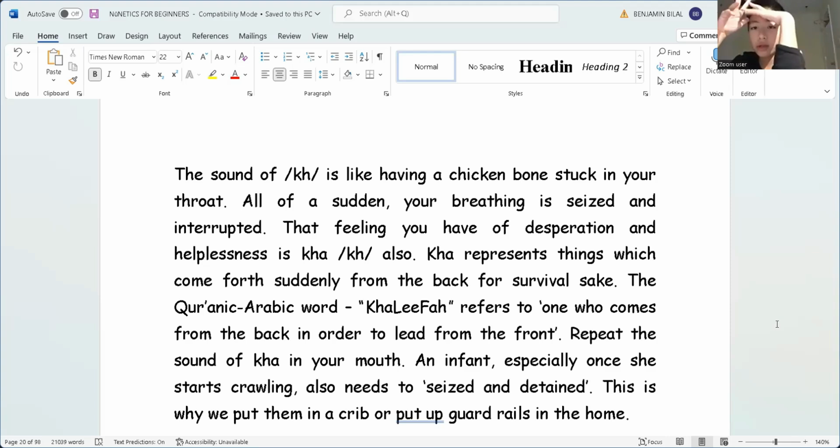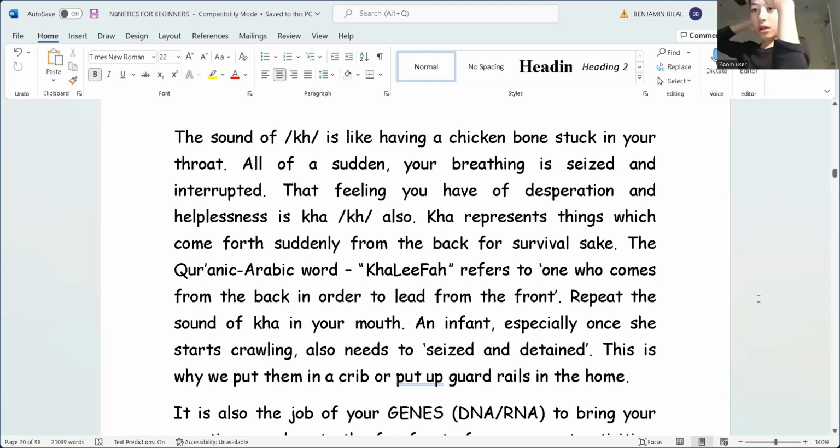Kha represents things which come forth suddenly from the back for survival's sake. The Quranic Arabic word Khaleefah refers to one who comes from the back in order to lead from the front. Repeat the sound Kha in your mouth.